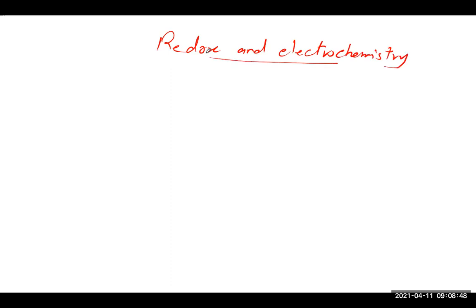We will continue with tahsili chemistry, and today I will talk about redox and its application, which is electrochemistry. Okay, so what is redox? Redox is two reactions, which is reduction and oxidation.